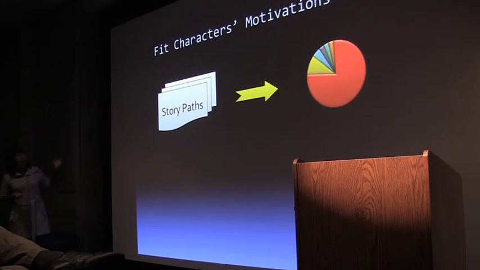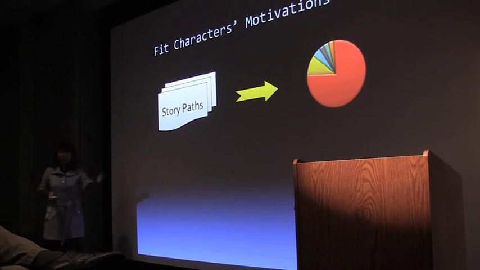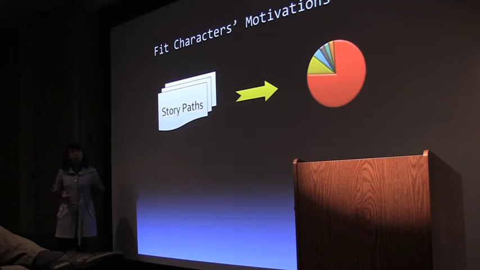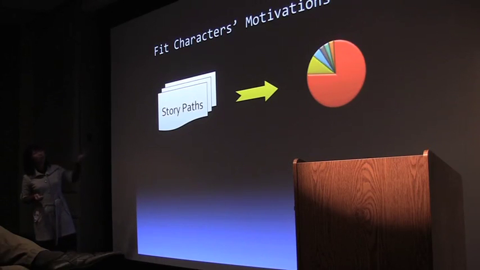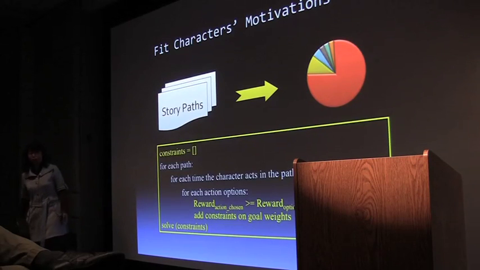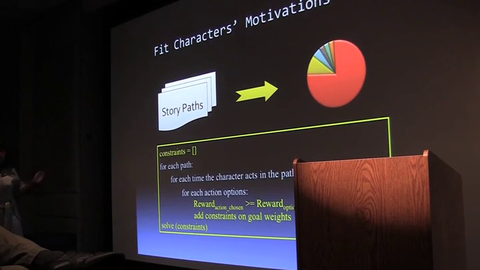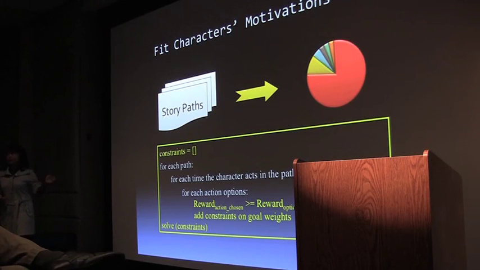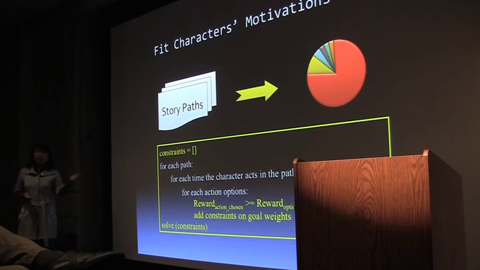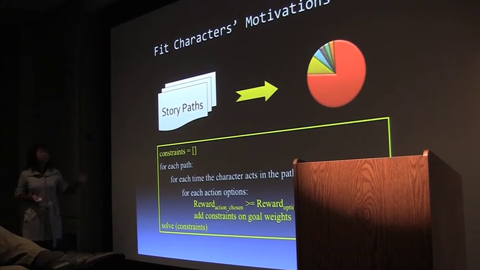And when you have a story path, which is a sequence, you can look at that as a sequence of decisions each virtual character has to make along the way. When you have that, how does the automatic fitting procedure configure the character's motivations? It's actually quite straightforward. As I said, each story path is just viewed as a sequence of decisions that each character in it has to make.